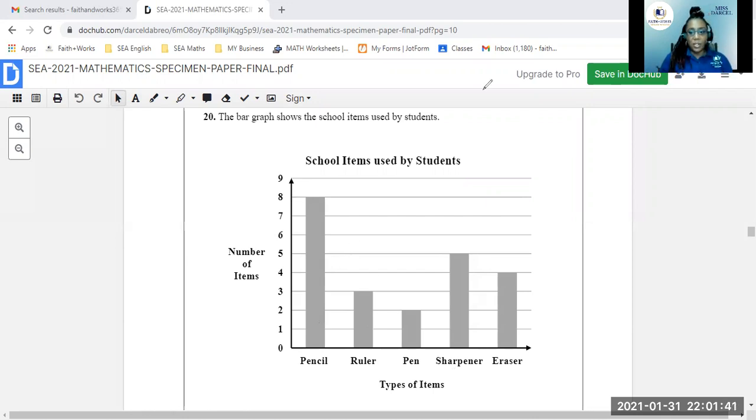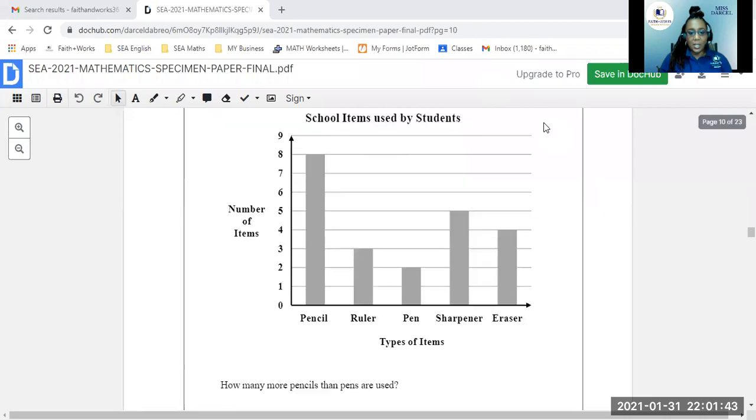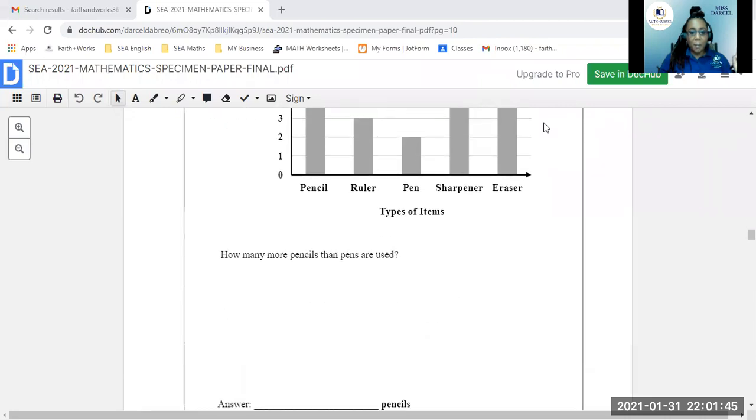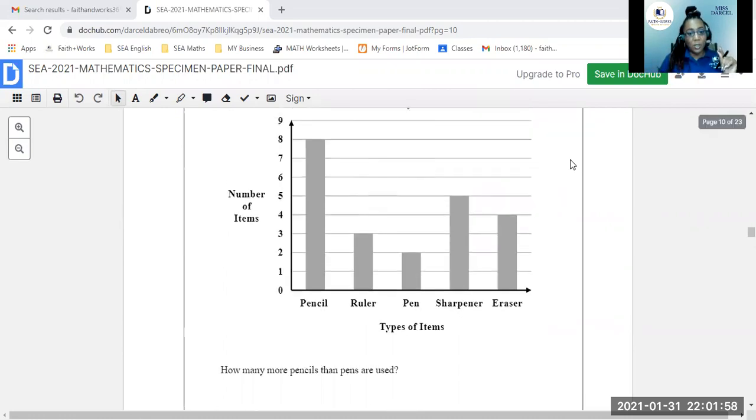So let's look at the question. The question says, how many more pencils are used than pens? How many more than, right? That's a keyword clue again. Subtraction. It's important to know your keyword clues, right?